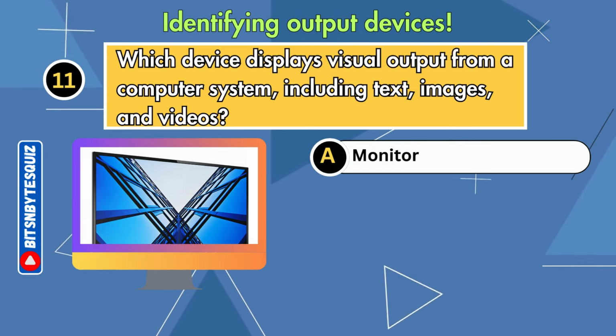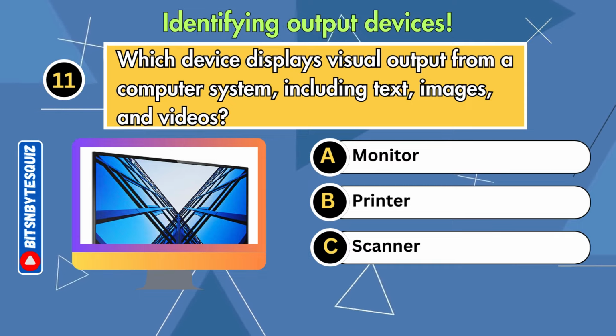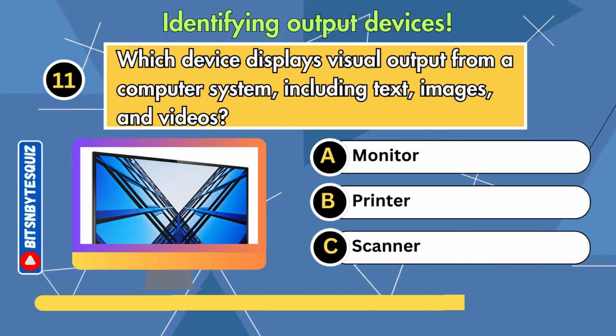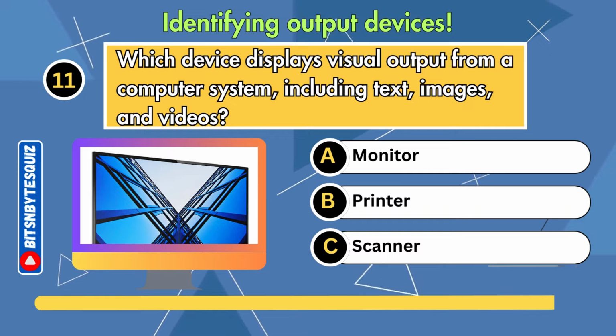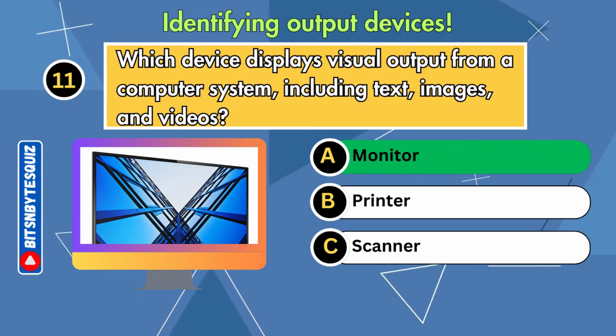Which device displays visual output from a computer system, including text, images, and videos? Option 1, monitor. Option 2, printer. Option 3, scanner. Answer is monitor.